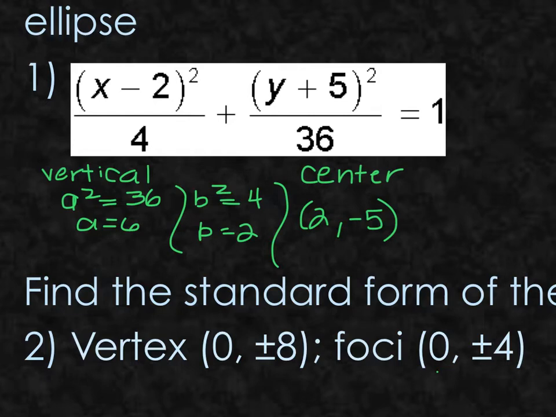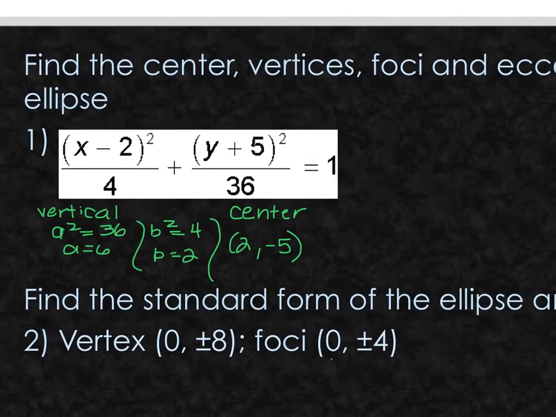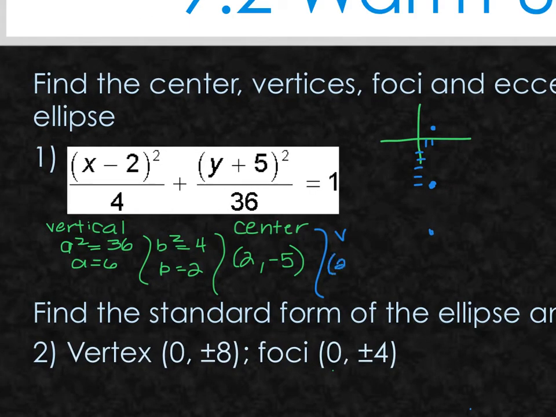Everybody with me so far? Okay, then comes the center and the vertices. If you want to give yourself the visual, this would be a vertical ellipse that starts at (2, -5). I know it's vertical, so I'm going up and down by a. So I'd go up 6, down 6. Those would be my vertices. If I take that -5 and add 6, my vertices are at (2, 1) and (2, -11).